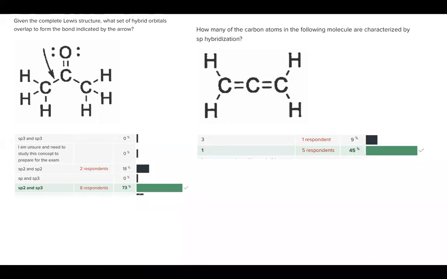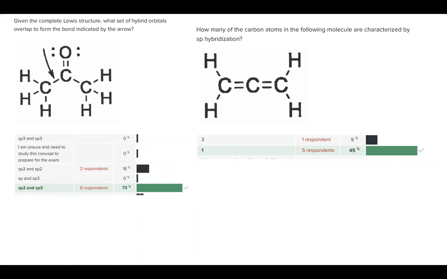If something is linear, meaning it has 2 electron domains, that carbon is going to be sp hybridized. If it has 3 electron domains, it's sp2. And if it has 4 electron domains, it's sp3. So those match up exactly with the electron domain geometry. It's either sp because there's 2, sp2 because there's 3, or sp3 because there's 4.